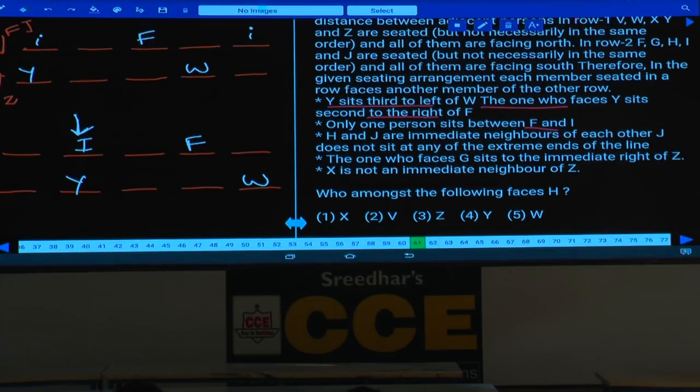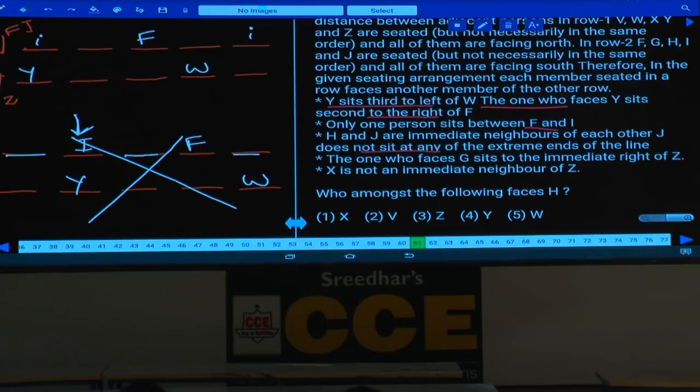As H and J are immediate neighbors of each other, in case 2, what happens here? There is no such possibility at all. Isn't it? H and J must be adjacent to each other. Here in the second one, we cannot find 2 adjacent places. Hence, this case is completely ruled out. Now we are left with only this one. H and J are immediate neighbors of each other. J does not sit at any of the extreme ends of the line.